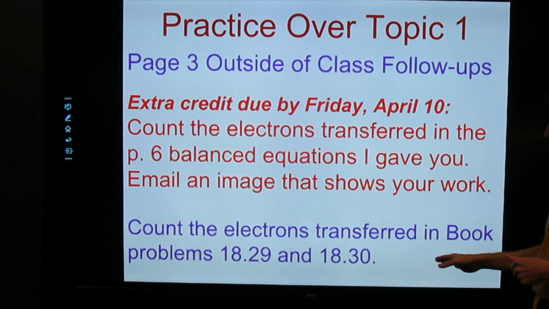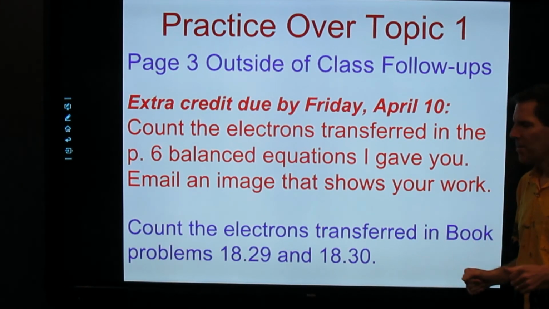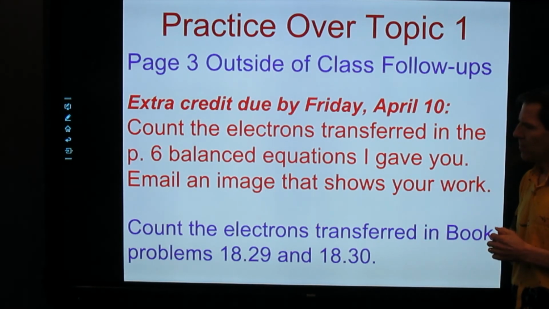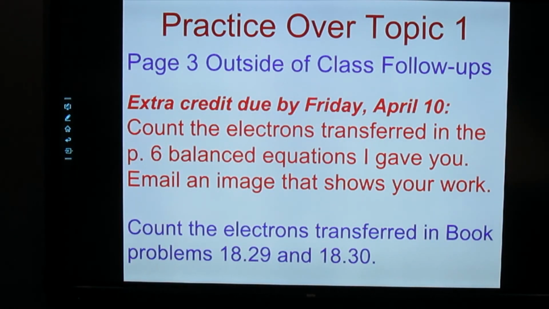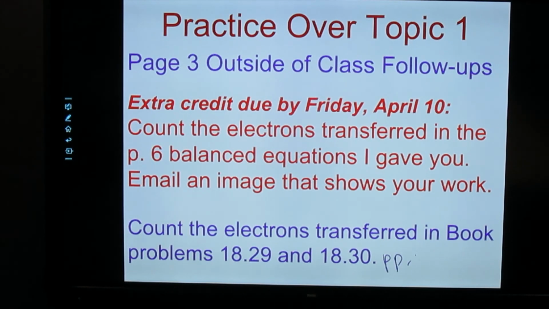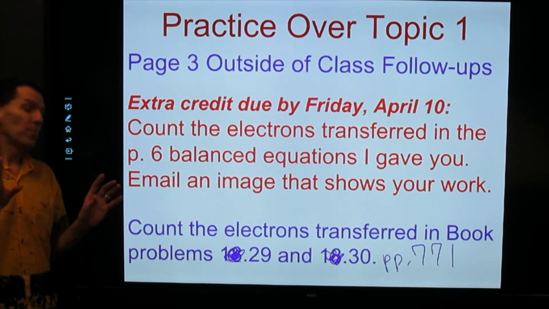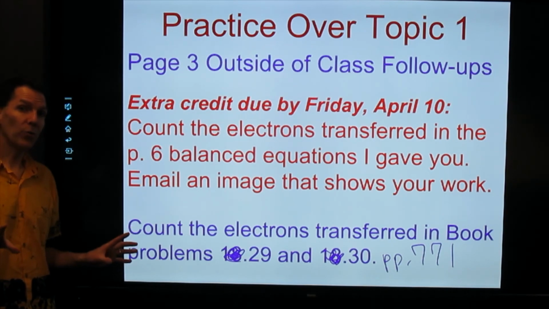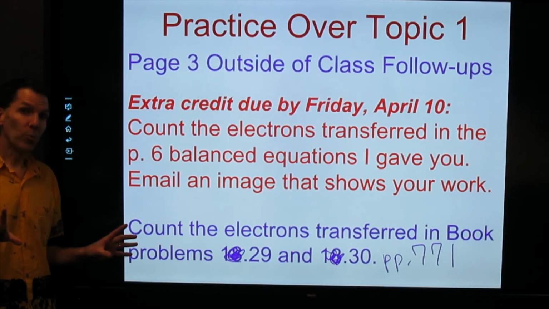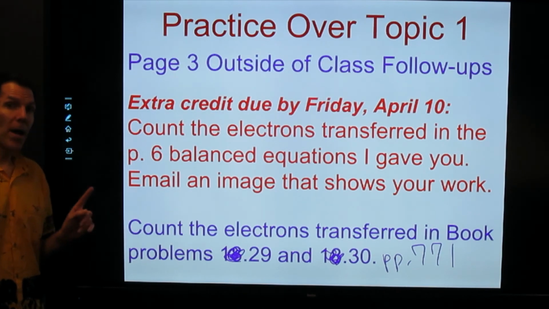From your textbook then, this is sort of looking ahead. If you look at problems 29 and 30, these are at the end of the chapter. So these are on pages, I think, page like 771, I believe. I guess the book doesn't put the number on there. These are at the end of the chapter. And if you can look at problems 29 and 30, if you can count the electrons transferred in those reactions, those problems will be a lot easier when we talk about batteries.